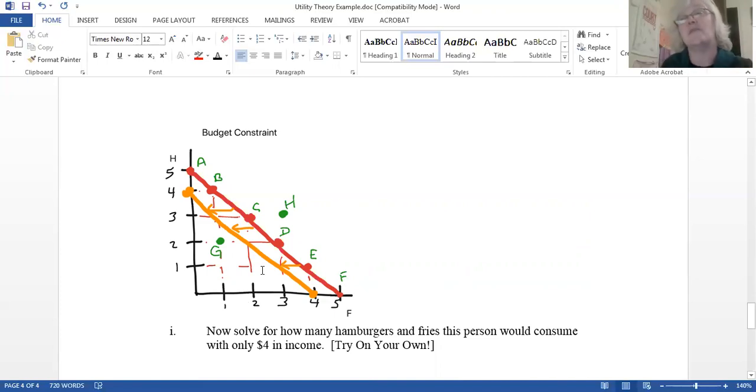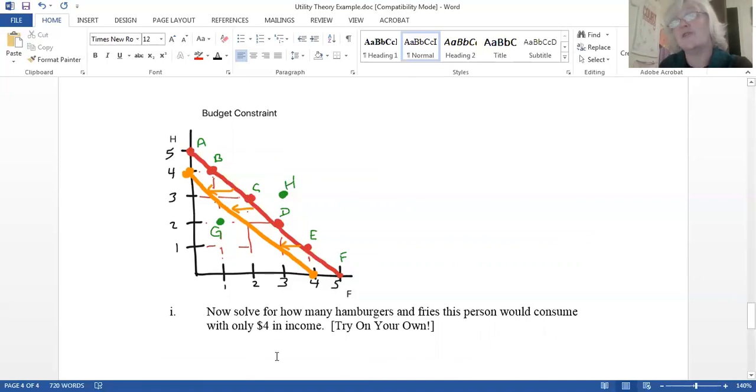Notice how it's a shift. The slope of the line stays the same because remember, I told you the slope of the line is P of X over P of Y. In this case, price of fries over price of hamburgers, which is 1 anyways, but -1 because it's downward sloping technically. But in this case, it's a shift inward. So decreases in income, shift inward, parallel. Increases in income, shift outward, parallel, assuming that the prices stay constant in this process, okay?